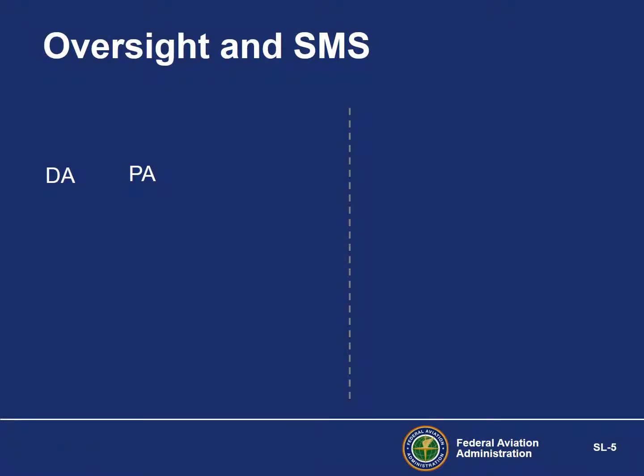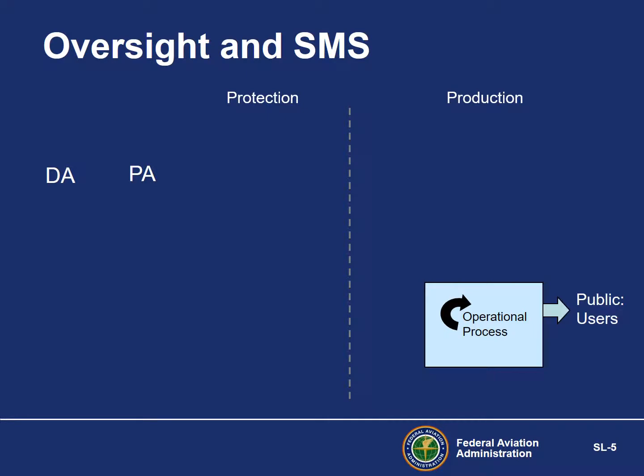Now let's address the roles, responsibilities, and relationships between the FAA and our service providers. Dr. James Reason described the 2 principal functions within a business organization, production and protection. First, we have productive functions, the reason for the existence of the business, to provide a useful service or product at a profit to public users. The second is the protective function. We must balance these 2 functions.